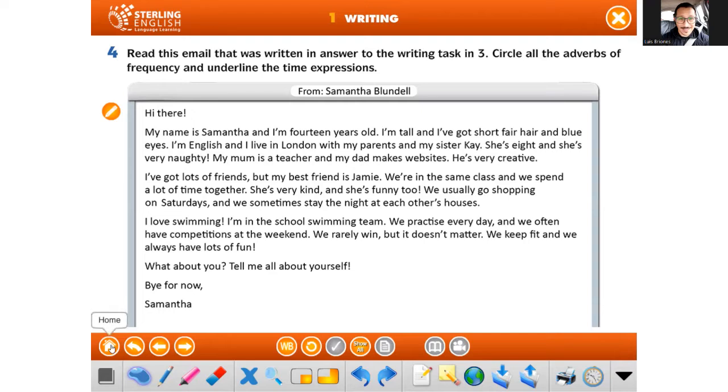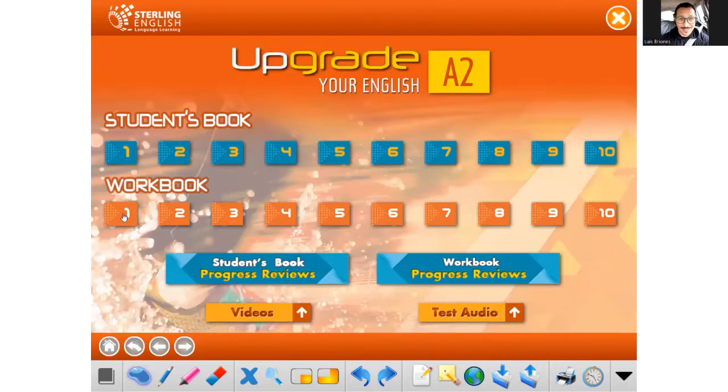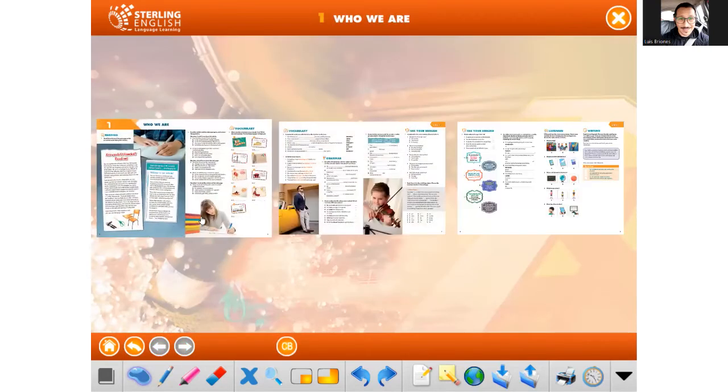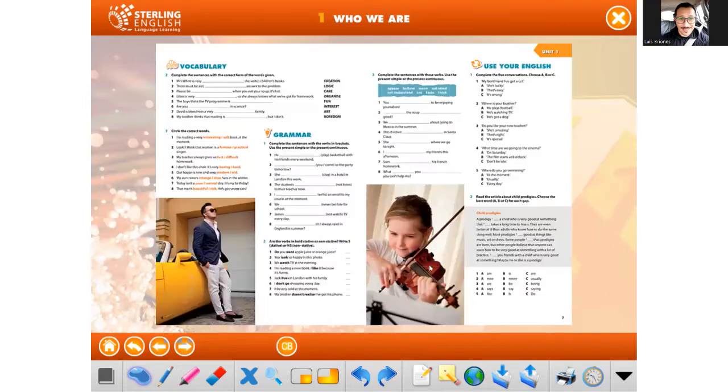Now, we are going to move. That's all for the student's book. Now we are going to move to the workbook. Those are page 7 and 8. We're going to go to page 7, and that's in this section. Use your English.